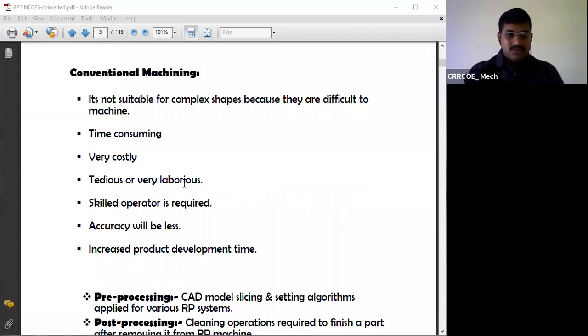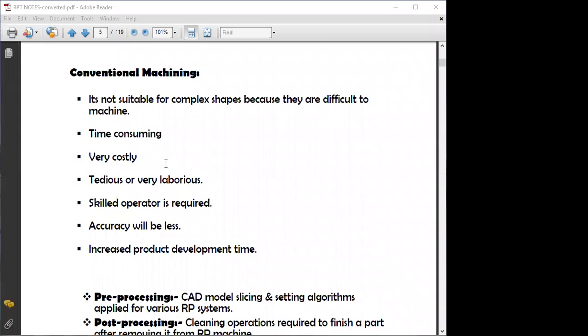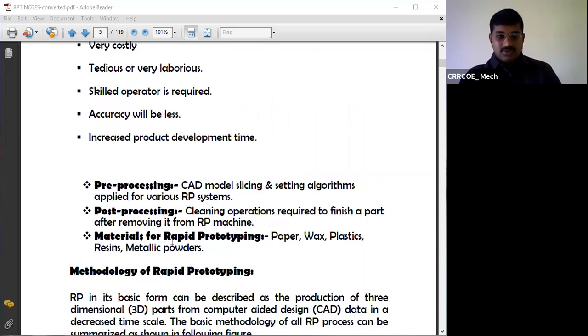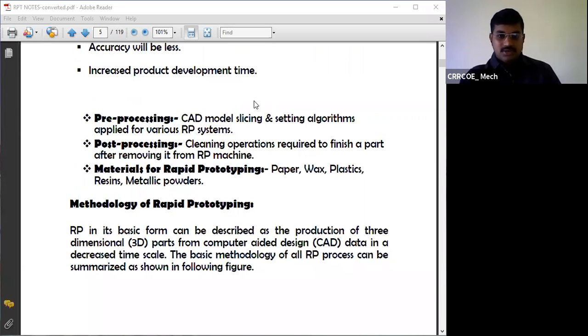So conventional machining. So what are the disadvantages? We discussed these points also. Conventional, traditional machining processes. So we are having 3 steps, that is pre-processing, post-processing, material for rapid prototyping. So in the pre-processing, what we are going to perform, that is CAD model slicing and setting algorithms applied for rapid prototyping systems.